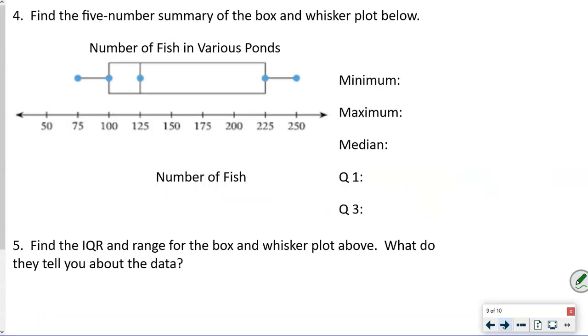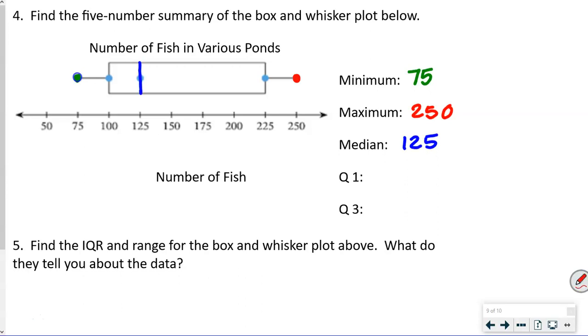So this is find the 5-number summary of the box and whisker plot below. So our minimum is this number right here, okay? So our minimum is 75. Then it asks for our maximum, and our maximum is right here, and that was 250. Then it asks us for the median, which is this value right here, which was 125.